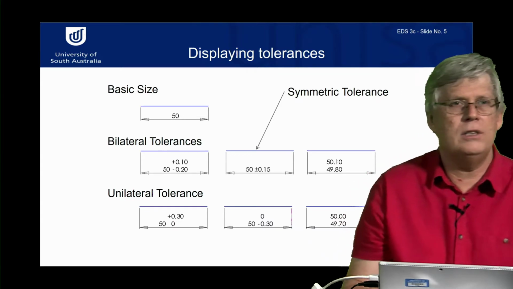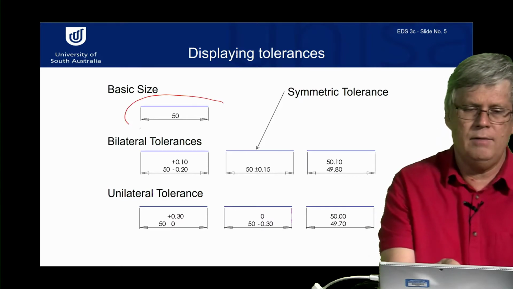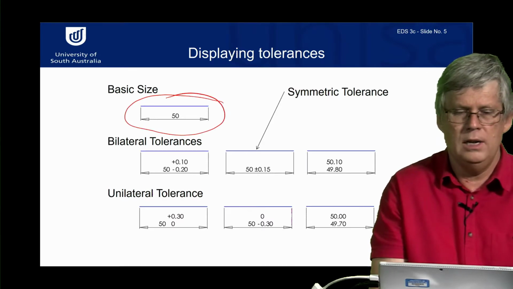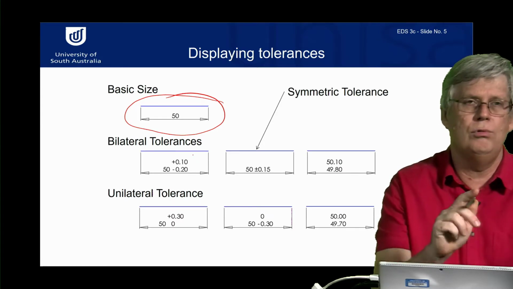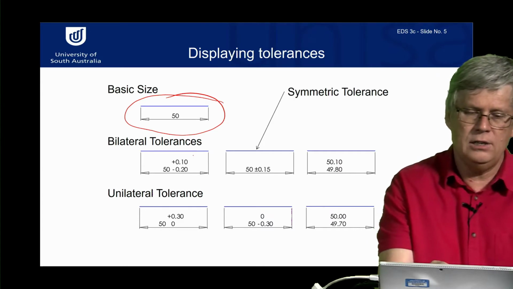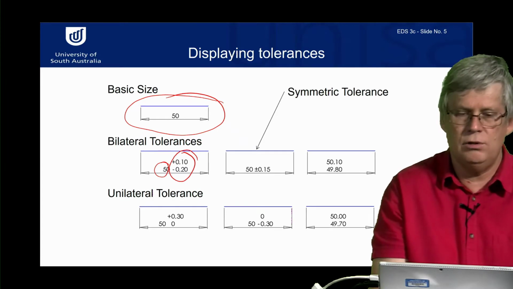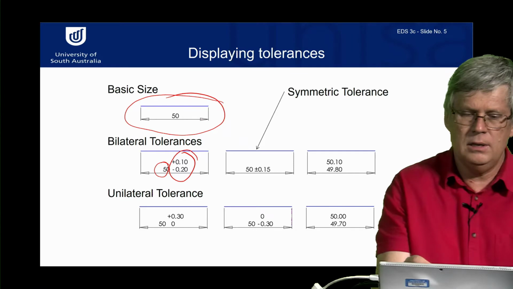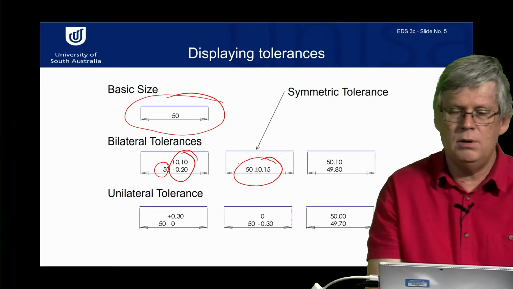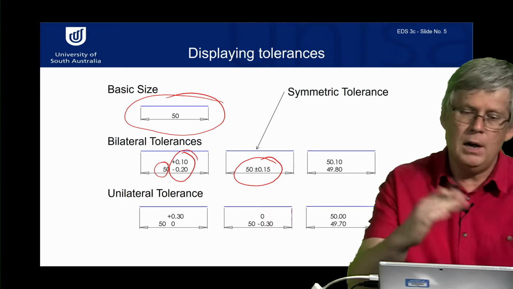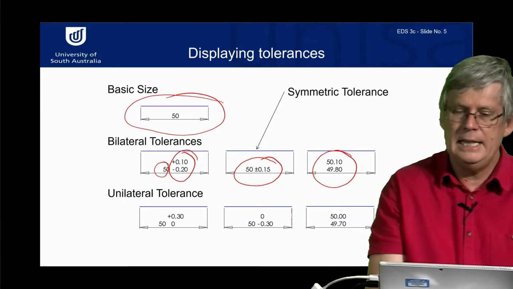So, displaying tolerances. In SolidWorks, we can have the basic size of a component. We can then add a bilateral tolerance. So you can see bi means two. So you've got two tolerances, two sizes. So here we are, we've got our basic plus our bilateral. So we can go two amounts in two directions. A bilateral can also be symmetric. So there's a term plus or minus 0.15. So it's plus 0.15 minus 0.15. So it's still bilateral.